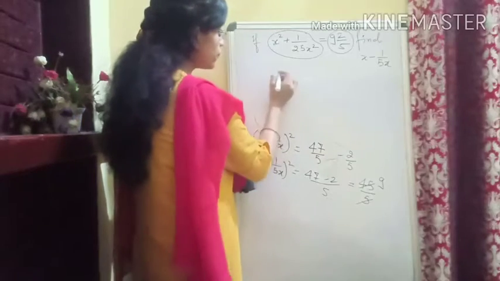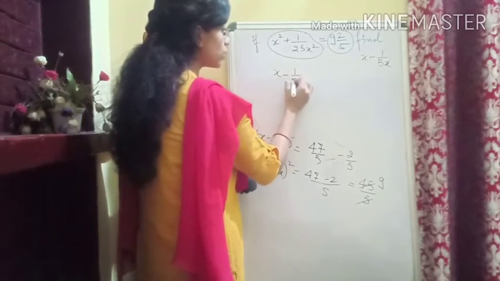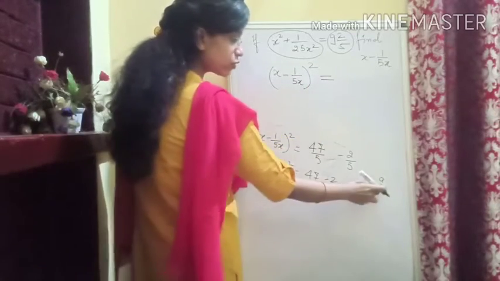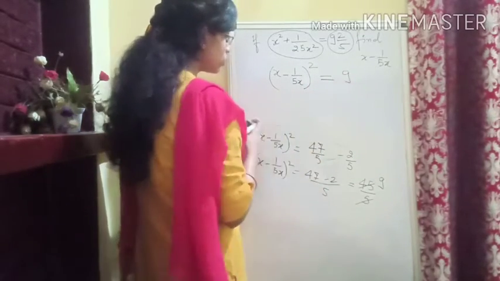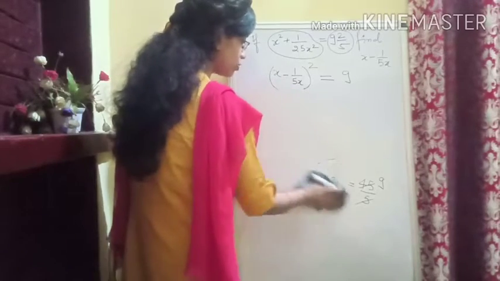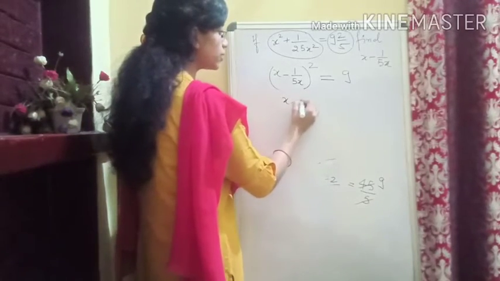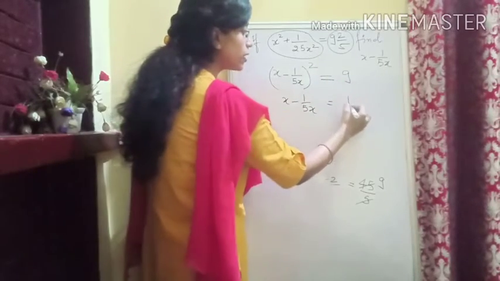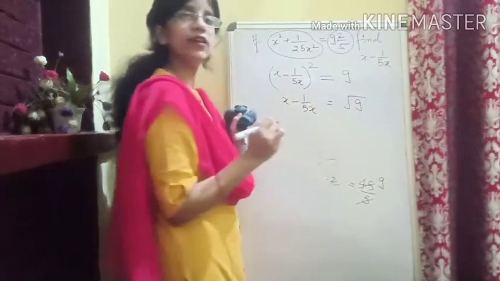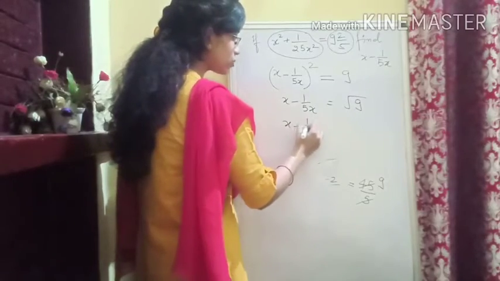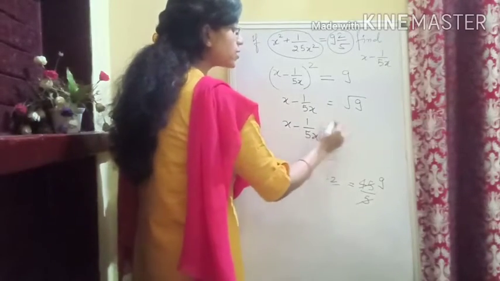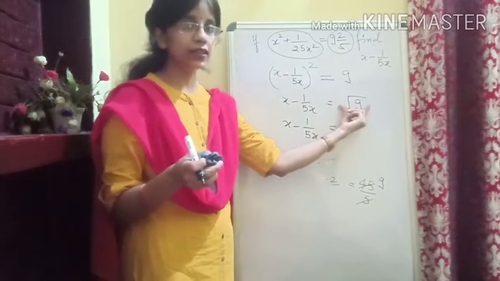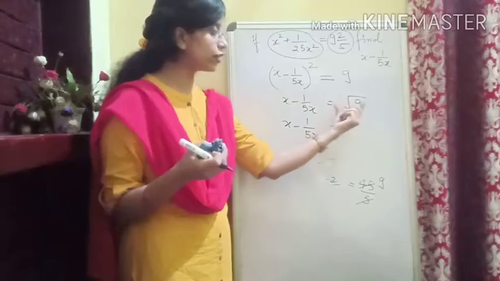So what we can do, we have (x minus 1 upon 5x) whole square, and it is equal to 9. Okay, so what are we going to do? The square goes to the other side and becomes the square root of 9. So x minus 1 upon 5x equals the square root of 9, and we have learned in our last class that the square root of 9 is 3.